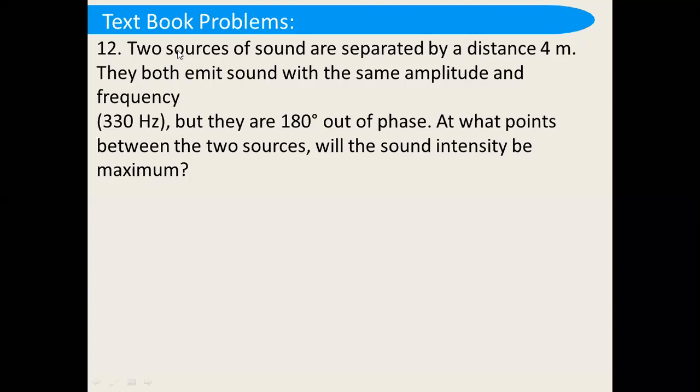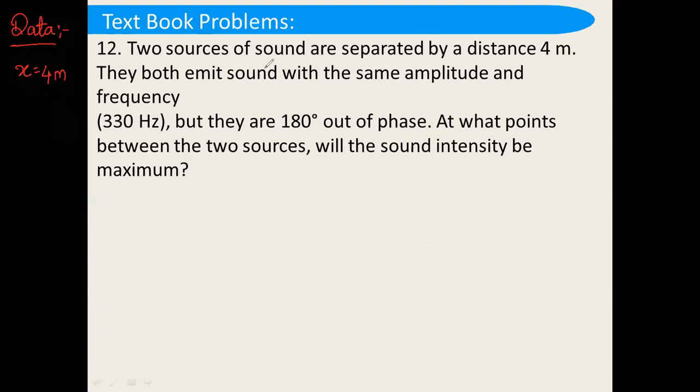So this is the next question. Two sources of sound are represented, separated by a distance of 4 meters. They both emit sound with the same amplitude and frequency. So what is given? The distance between the two sources, which is 4 meters. So we can write x is equal to 4 meters.